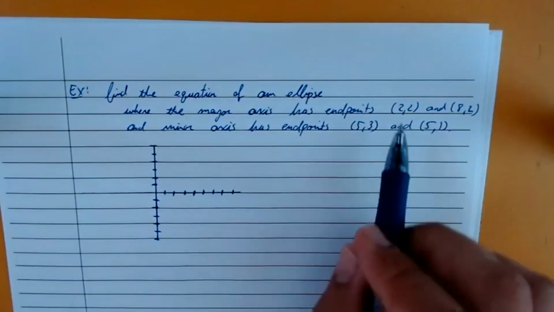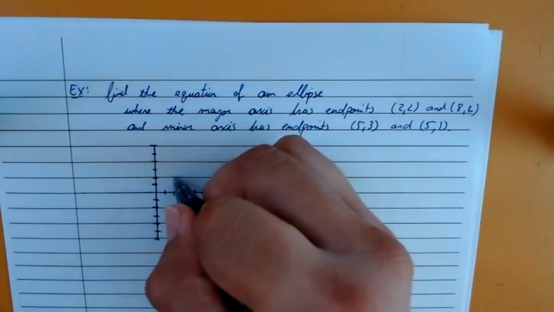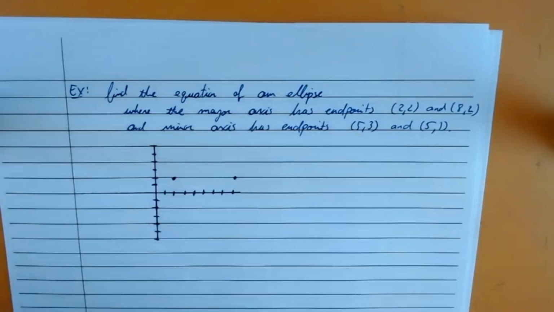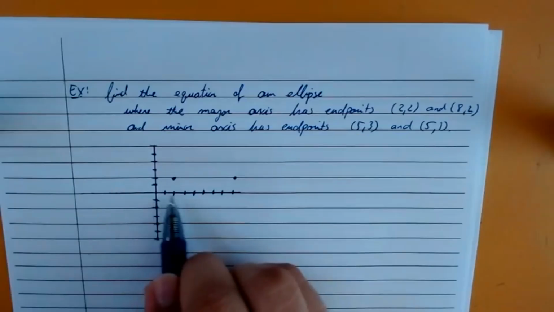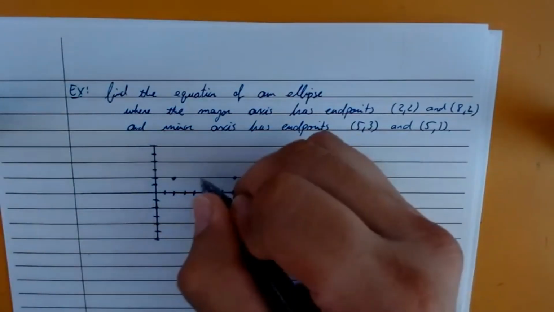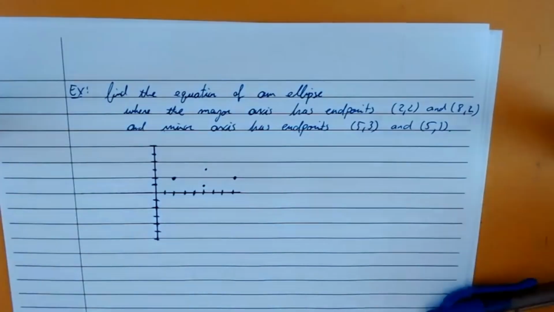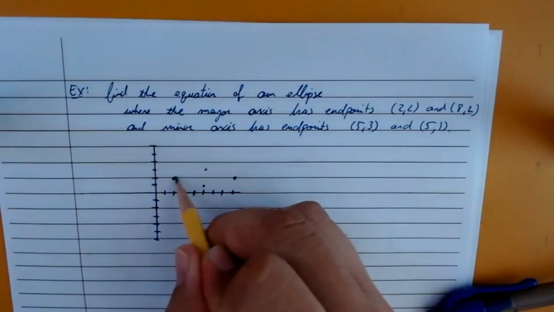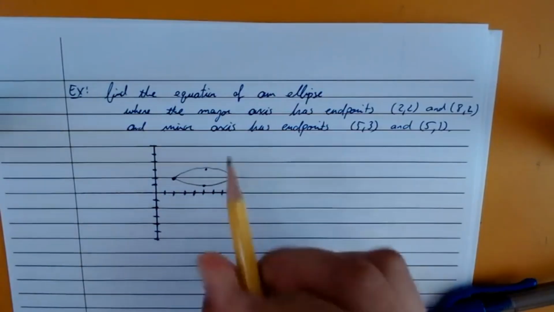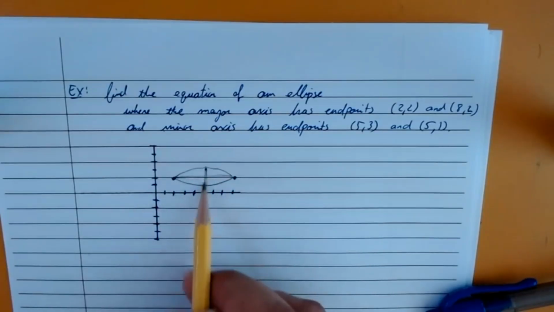Okay, so we're going to have a few points of interest. 2, 2, that's one point of interest. 8, 2. 5, 3. 1, 2, 3, 4, 5, 3. And 5, 1. And we're going to have an ellipse where those points give us our major and our minor axis.